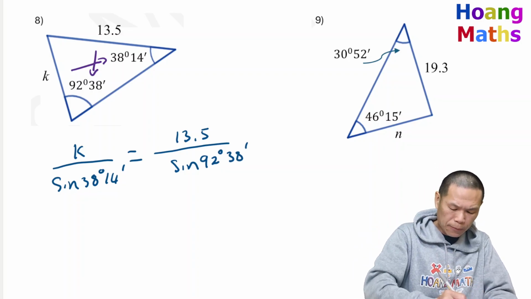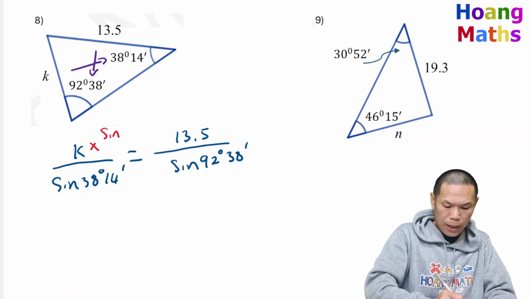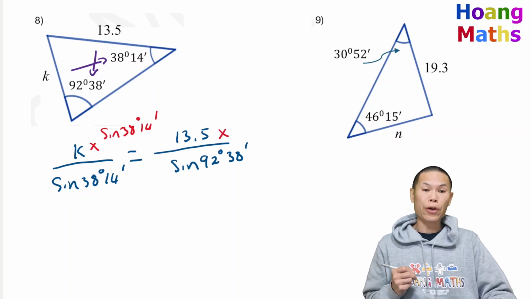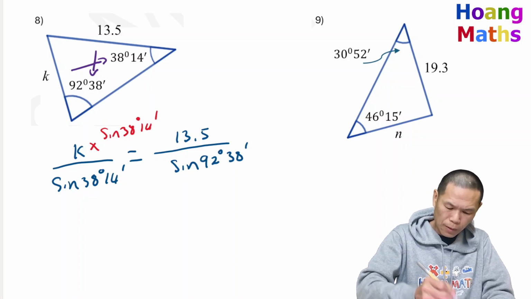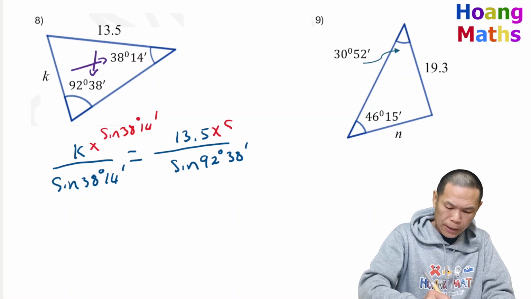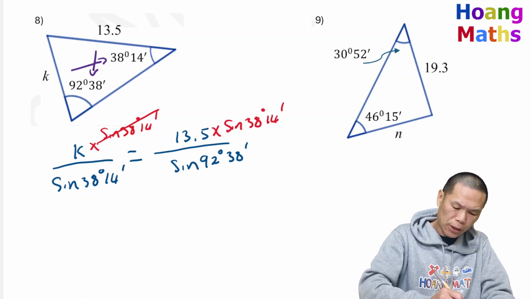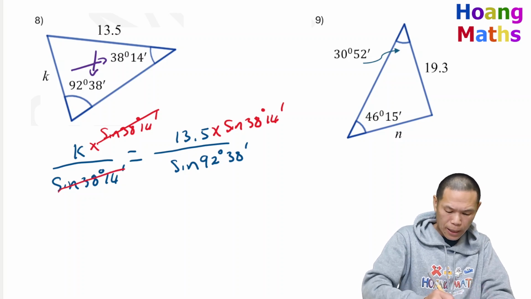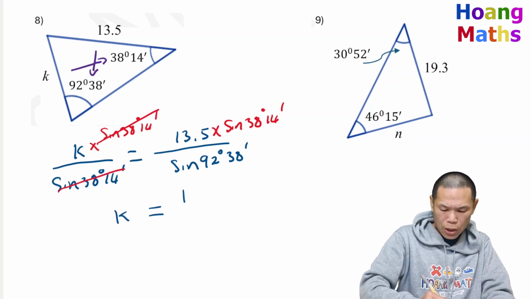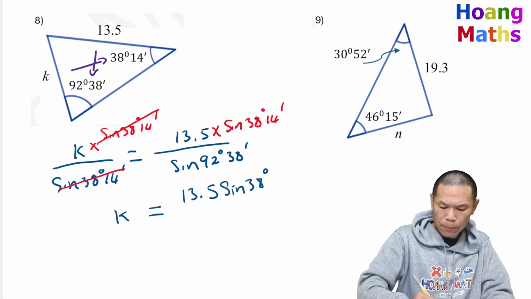So I just times sine 38 degrees 14 minutes. Do the same thing on the right hand side, and I times sine 38 degrees 14 minutes. So this you cancel with this. So that is K equal 13.5 sine of 38 degrees 14 minutes over sine 92 degrees 38 minutes.